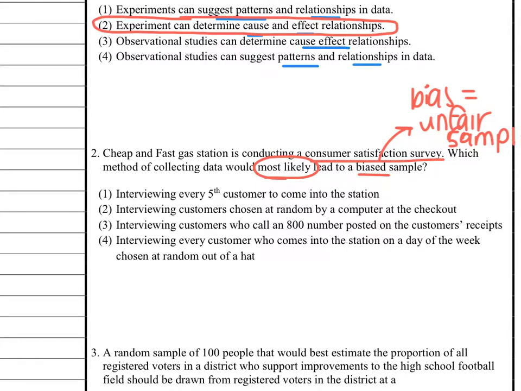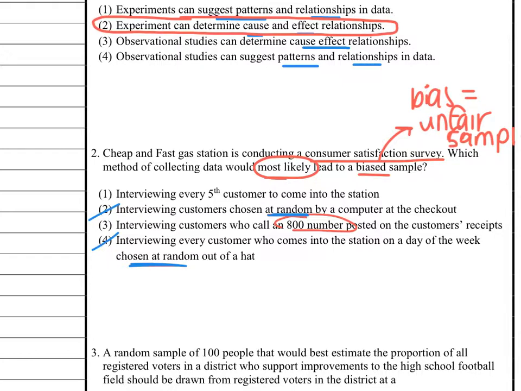interviewing customers chosen at random, interviewing customers who call an 800 number that's posted on their receipts, and then interviewing every customer who comes into the station on a day of the week chosen at random. So you'll notice that I underlined at random a couple times. That automatically means that we're likely not to have bias. So I'm going to get rid of that right away.